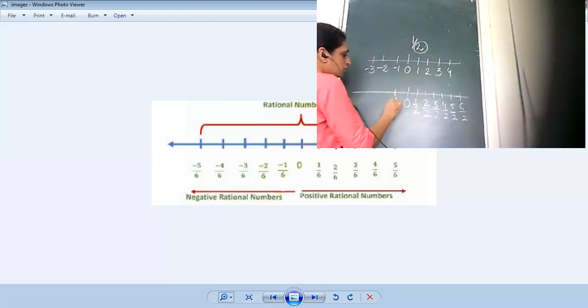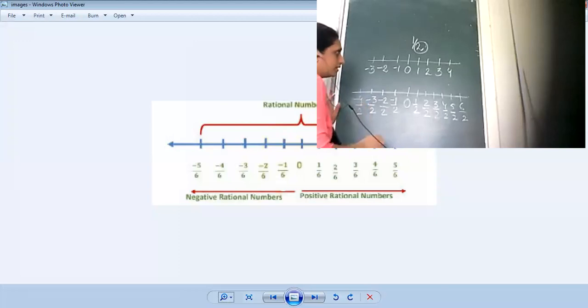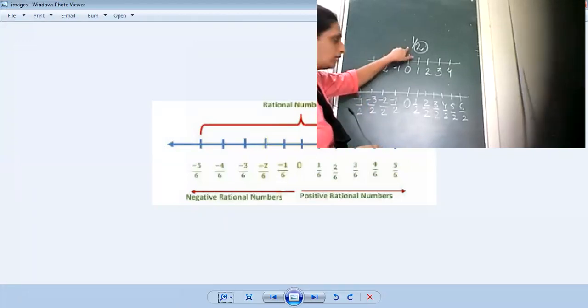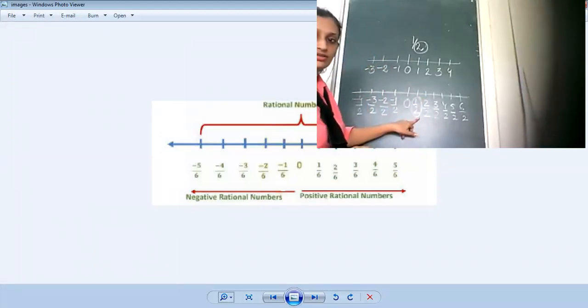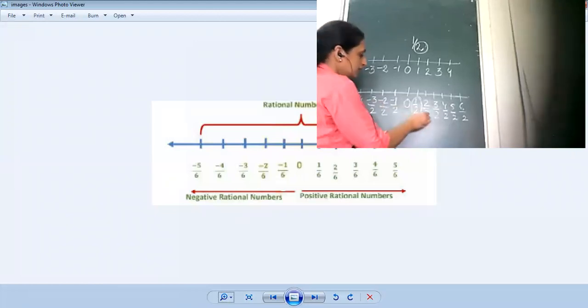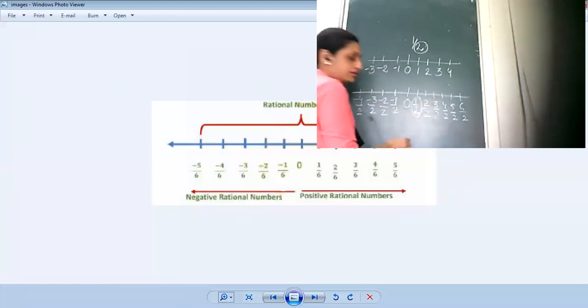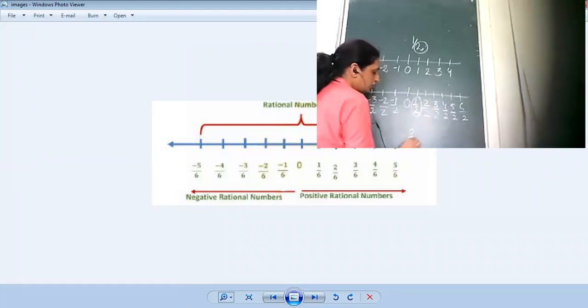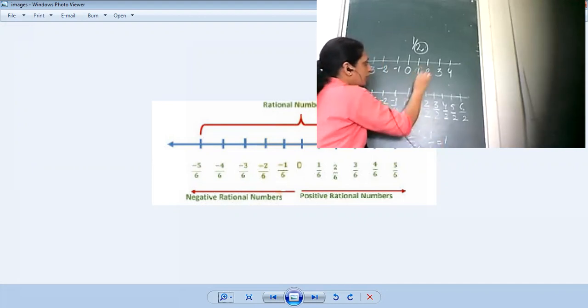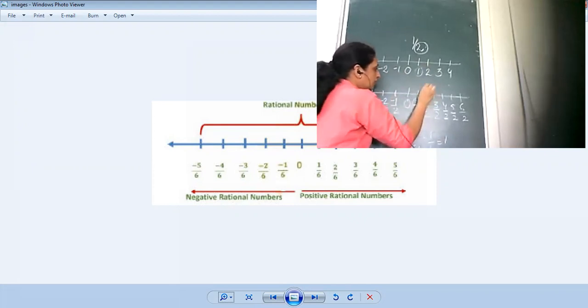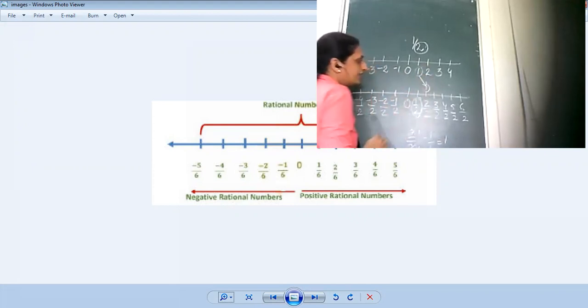Same here also, minus 1 by 2, minus 2 by 2, minus 3 by 2, minus 4 by 2, and so on. It's given number 1 by 2, so you have to mark number 1 by 2. You can mark like that. This is 1 by 2 here. And one more thing, this 2 by 2: when we change it into the lowest form, it means 1 by 1, or it means 1. So according to integers, 1 is over here. So we can mark 1 here like that.